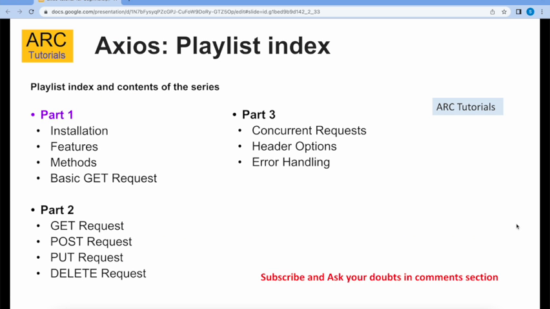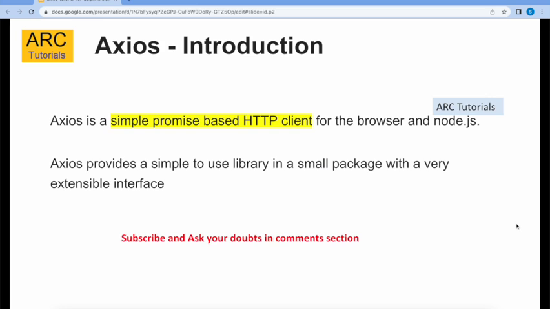This is part 1 of the series. This is the playlist index of what we'll be covering in 3 parts. In the first part, we'll be talking about the installation, features, introduction, methods, and some basic GET requests. The next episode will be more coding heavy, where we will do get, post, put, delete, etc. In the final one, we'll learn how to do concurrent requests. We'll see how to set some of the header options, and also some error handling, of how to handle it properly. So those are the 3 parts of the series, and I hope you will enjoy this series as much as I am enjoying bringing it to you. Alright, so let's start with the basic introduction first.